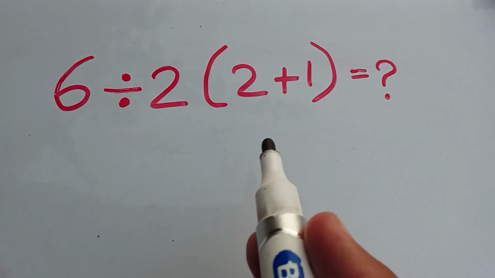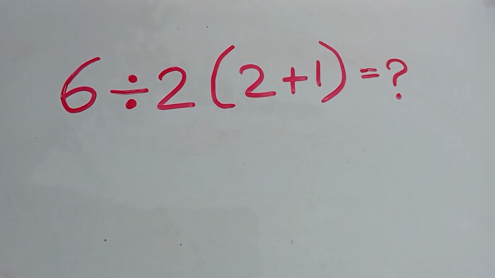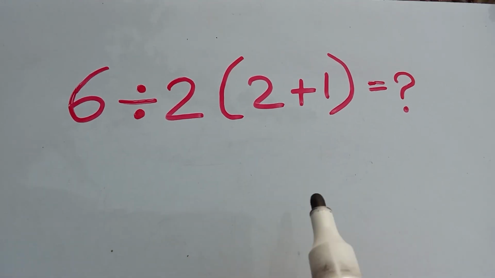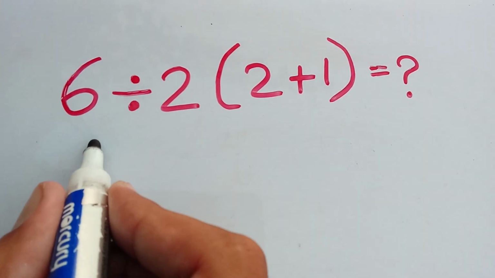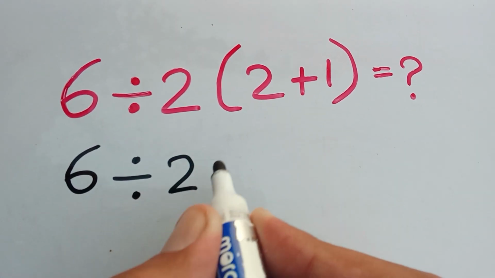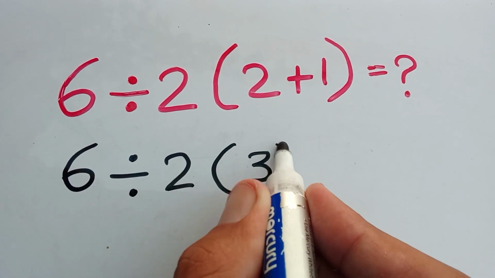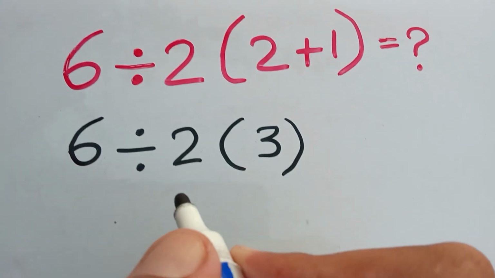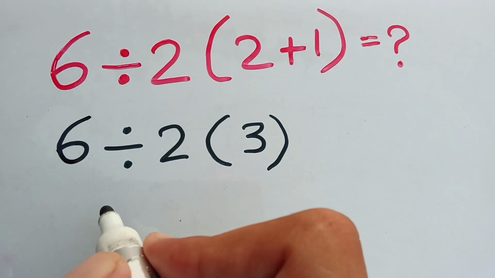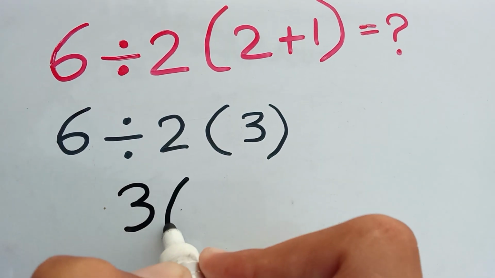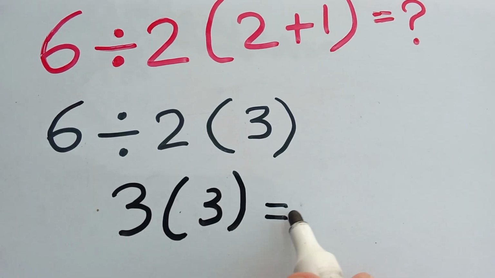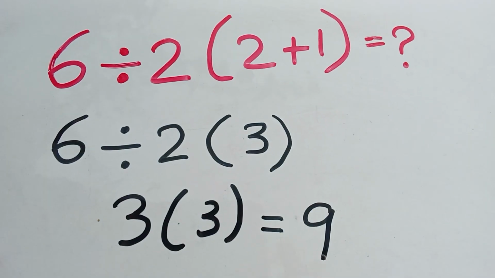So guys, remember that parentheses have higher priority than other operations like division, multiplication, subtraction and addition. So firstly we solve the parentheses. So 6 divided by 2 into 3. Now here multiplication and division have equal priority and we have to go from left to right. So 6 divided by 2 equals 3, times 3. Now here 3 times 3 equals 9. This is the final answer of this expression.